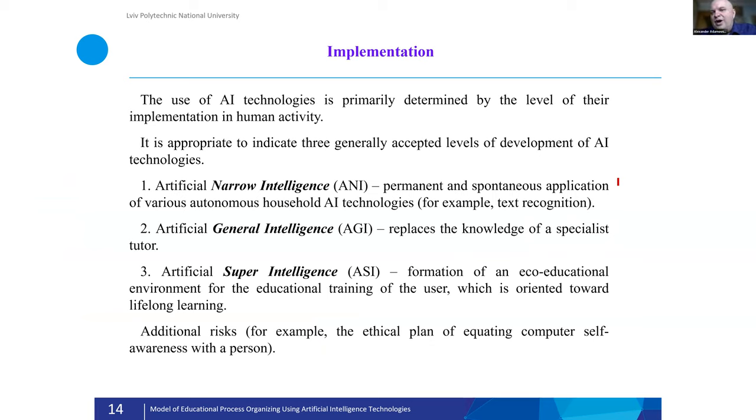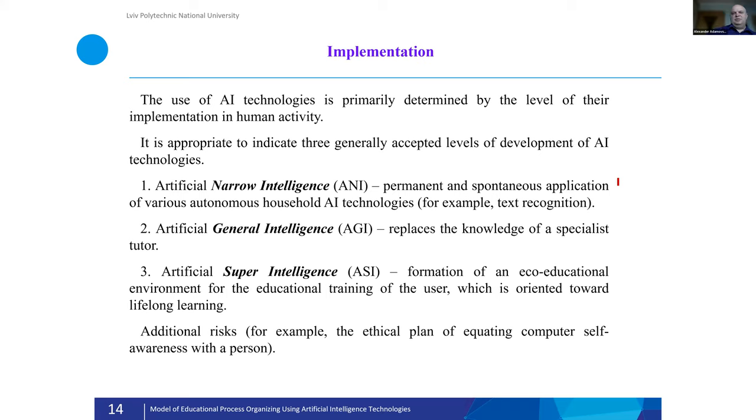And the implementation, finally, why we do and why we investigate all of these things. The use of AI technologies is primarily determined by the level of implementation in human activity today. It is appropriate to indicate three generally accepted levels of development of AI technologies. One is the lowest level, artificial: the narrow, the general, and super. So we have narrow.